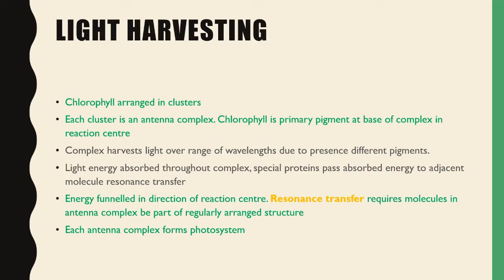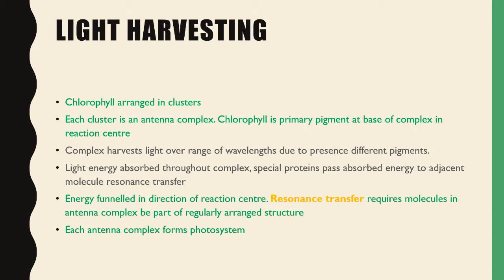Chlorophyll, as we know, is arranged in clusters, and each cluster is called an antenna complex. Chlorophyll is the primary pigment of this antenna complex, and it is located at the base of the complex called the reaction center. The antenna complex will harvest light over a range of wavelengths, due to the presence of different pigments such as chlorophyll A, chlorophyll B, and carotene. The light energy absorbed throughout the complex will then be passed down by special proteins to the adjacent molecules, and this is known as resonance transfer.